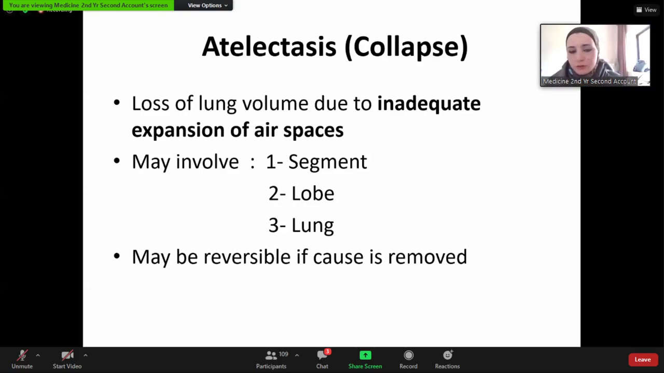ورح نشوف the different types of atelectasis and the different etiologies or causes. Atelectasis is variable. It could involve a segment of the lobe. It could involve a whole lobe, or it could involve the whole lung, right or left lung, or bilateral. It depends. It may be reversible if the cause is removed. So in some of the cases, if the cause is removed or treated, ترجع lung into its normal capacity, its normal ability to expand.